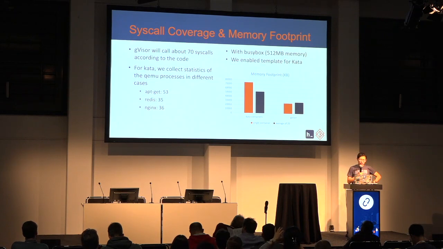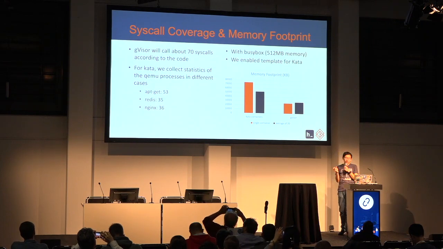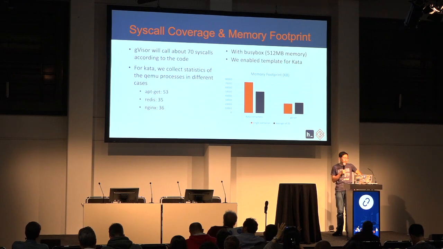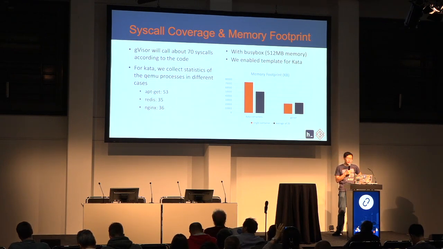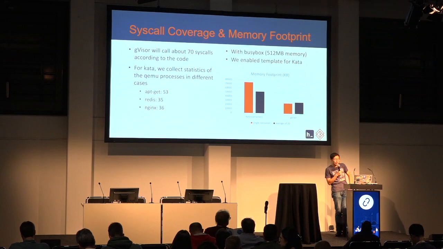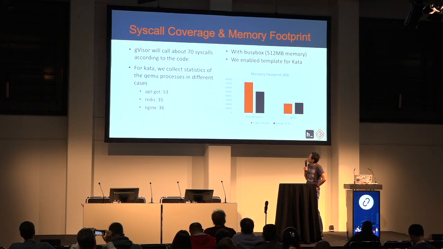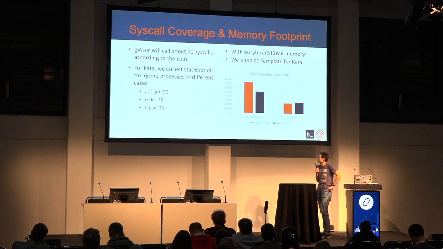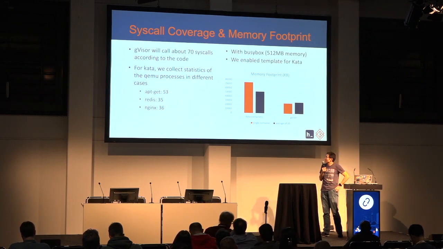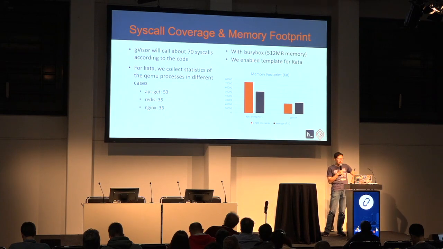First, we do a syscall coverage test. In the design of gVisor, they think that limiting the host to a small set of syscalls will be more secure. Because gVisor is a fairly new open project with the code in a single repository, from the code you can see they only call about 70 syscalls to the host. And for Kata, we collect the stats for the qemu process. For different cases, we saw about 30 to 53 syscalls. Maybe more, but normally they will be similar.